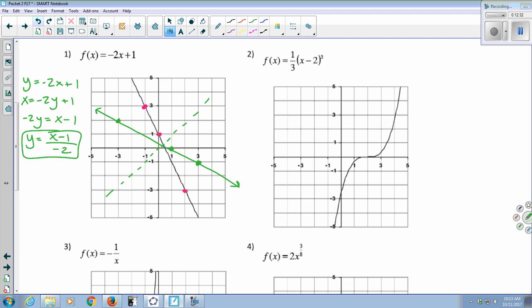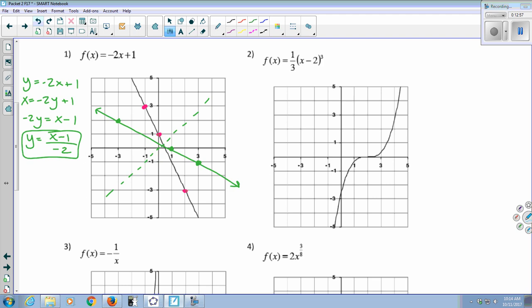All right, number 2. Start by saying, does this pass the horizontal line test? It is hard to tell because it kind of flattens out near the x-axis. But if we were to graph this on a calculator or a computer and zoom in, you would see that it doesn't ever get fully flat. So it does pass the horizontal line test.